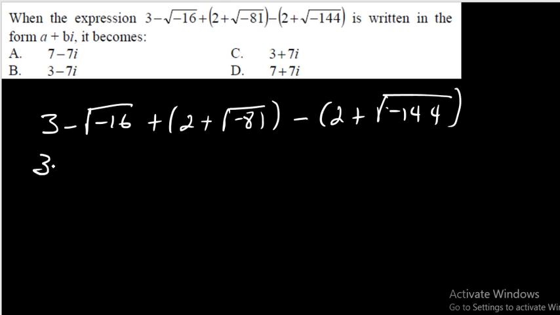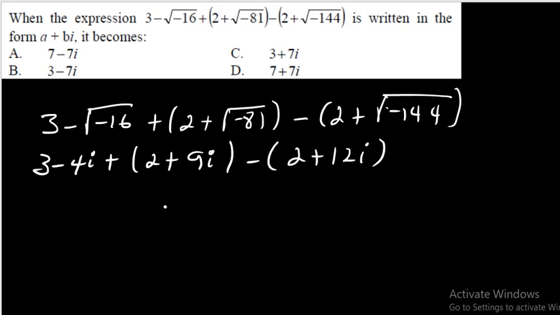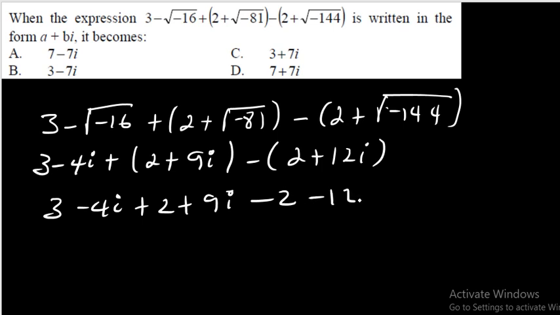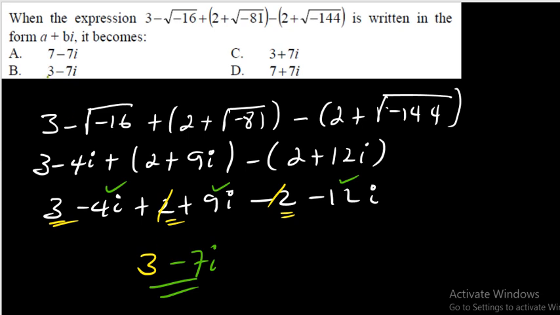The next step: 3 minus 4i plus, in brackets, 2 plus 9i minus, again brackets, 2 plus 12i, which is 3 minus 4i plus 2 plus 9i. The first bracket is removed directly, minus 2 minus 12i. So what are the like terms? The 3, the 2, negative 2. I can cancel this one, and then 3 remains. And then next, negative 4i plus 9i minus 12i. Negative 16 plus 9 will be negative 7i. I think so, yeah. So 3 minus 7i, so the answer should be B.